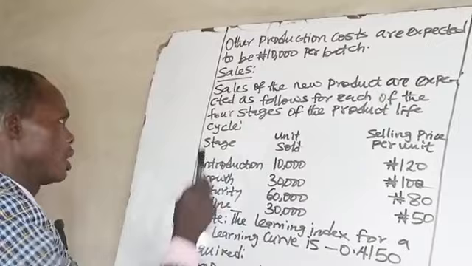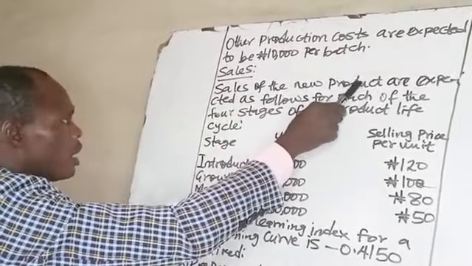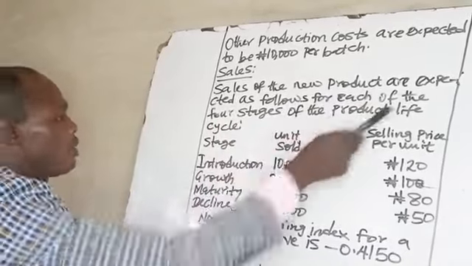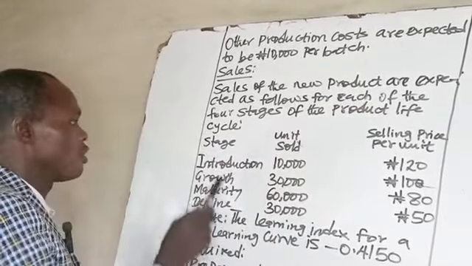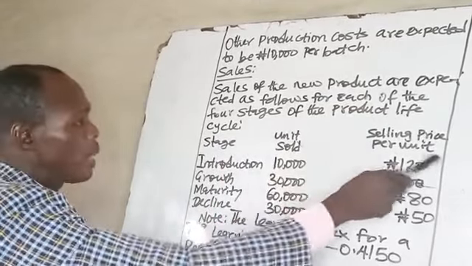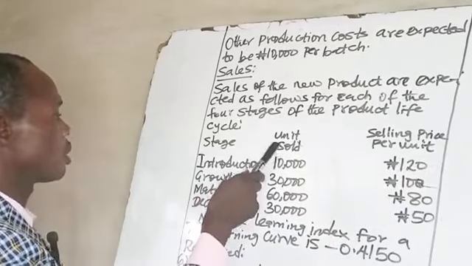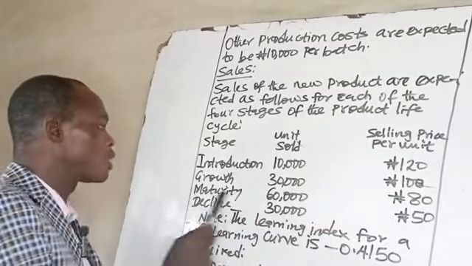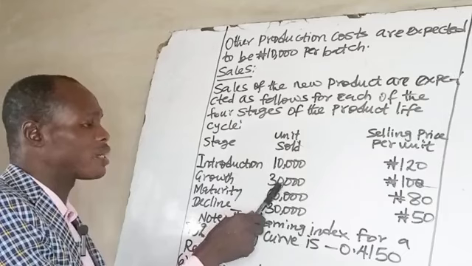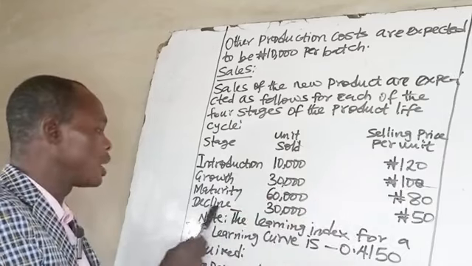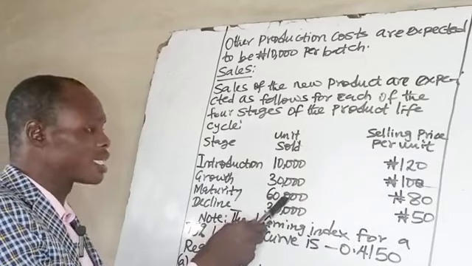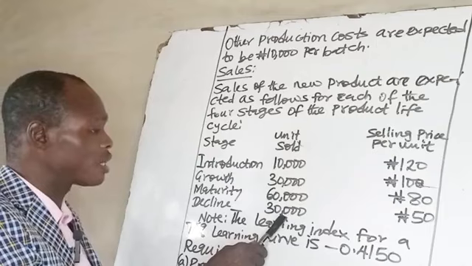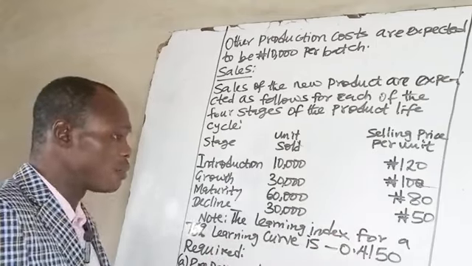We have sales. Sales of the new product are expected as follows for each of the 4 stages of the product's life cycle. We have stage, units sold, and selling price per unit. At the introduction stage, we have 10,000 units sold at the selling price of 120 naira. Growth stage, we have 30,000 units at the selling price of 100 naira. Maturity stage, we have 60,000 units at the selling price of 80 naira. We have the decline stage of 30,000 units at the selling price of 50 naira.